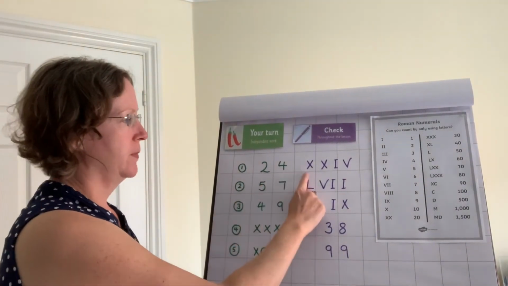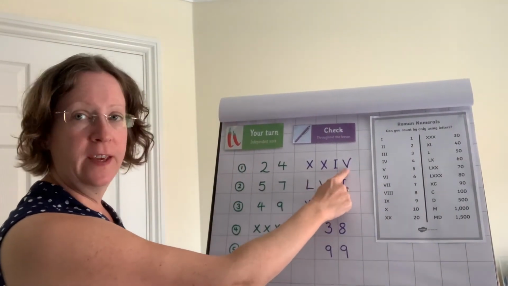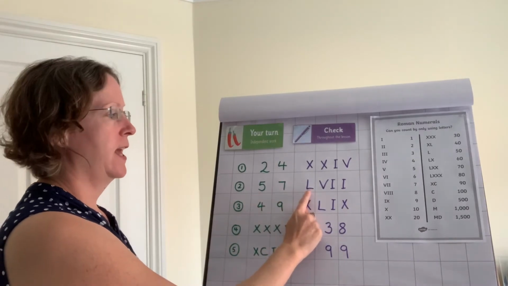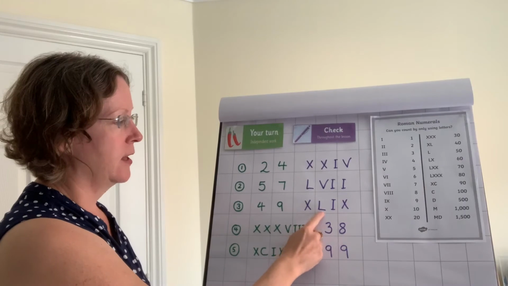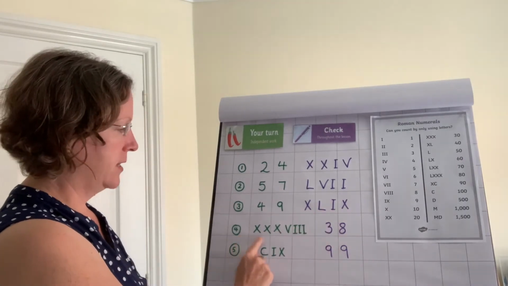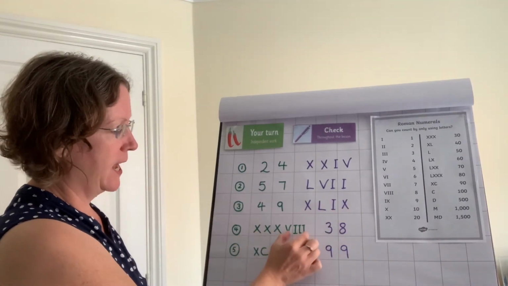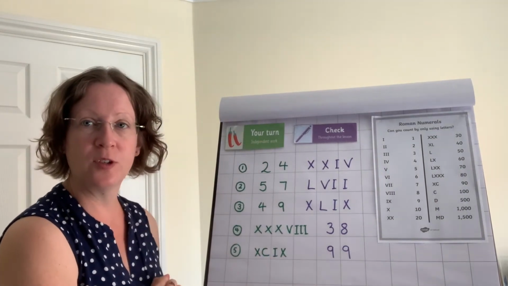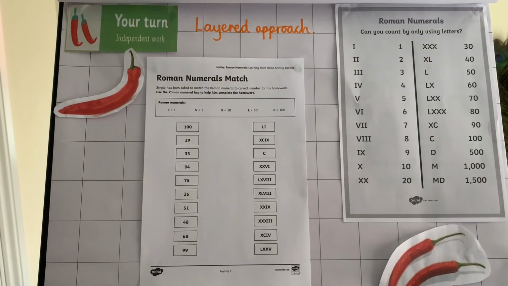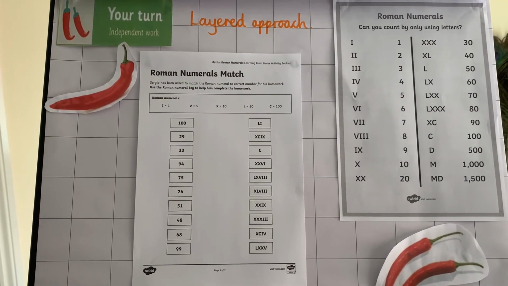Okay, 24 is XXIV, 57 is LVII, 49 is XLIX, and this Roman numeral is 38, and this one is 99. Good job. Okay, so it's time for your turn, your main activity now.